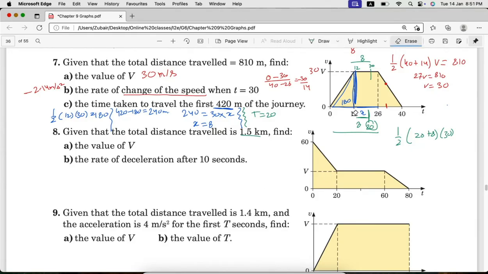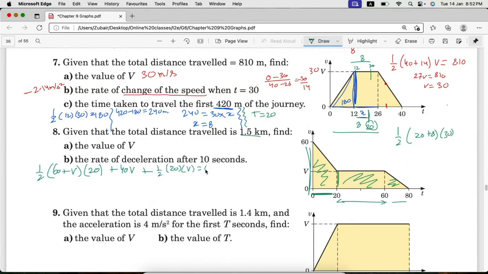I'm taking this first as trapezium, second as rectangle, last as triangle. The first one is 1 by 2 times the sum of parallel sides. This height is 60 plus this height is V, times the distance between two parallel lines, which is 20. The next rectangle is 20 to 60, which is 40, into V. The last one is a triangle, 1 by 2 into base 20 into height V, and the total distance is 1500.